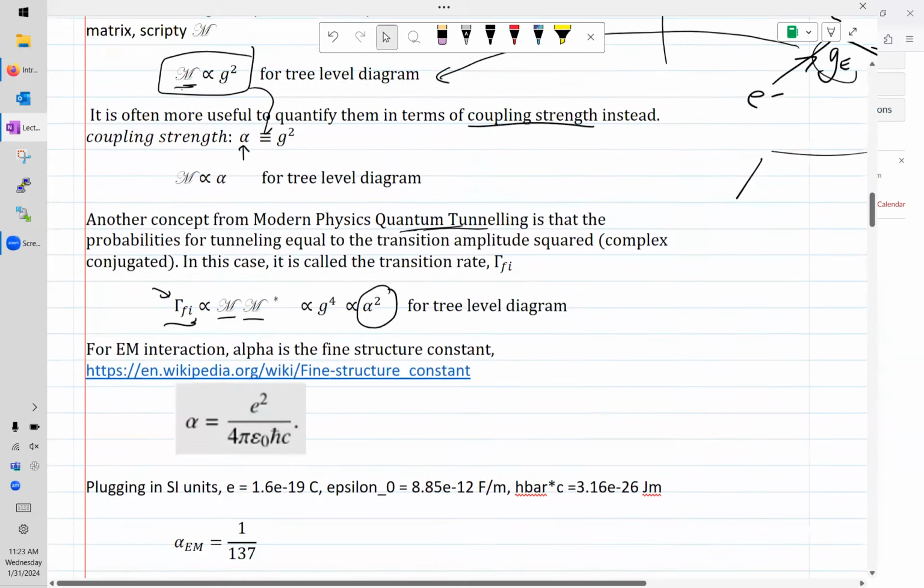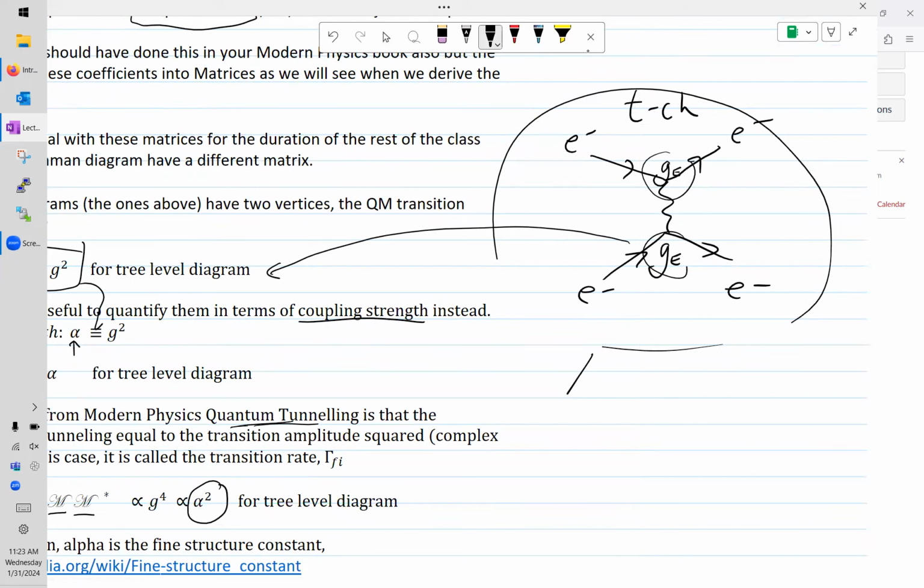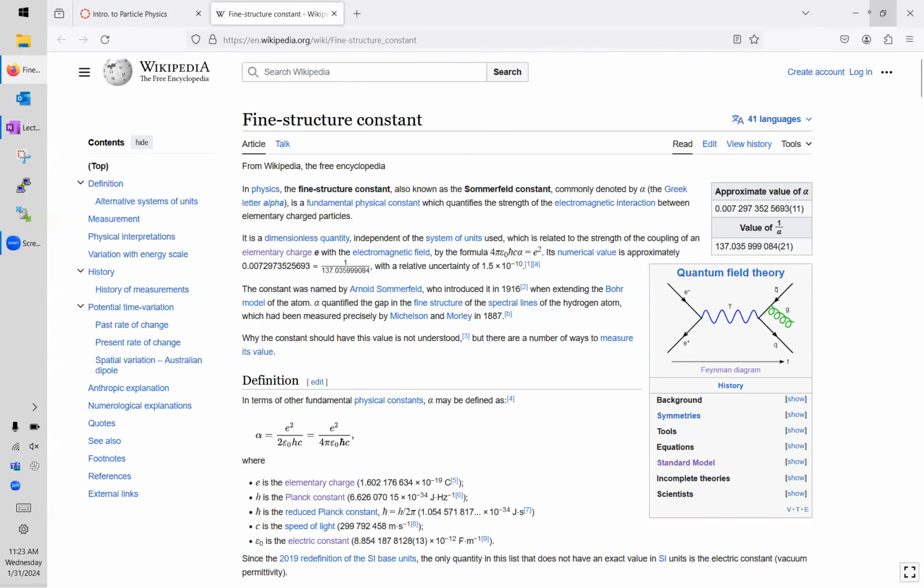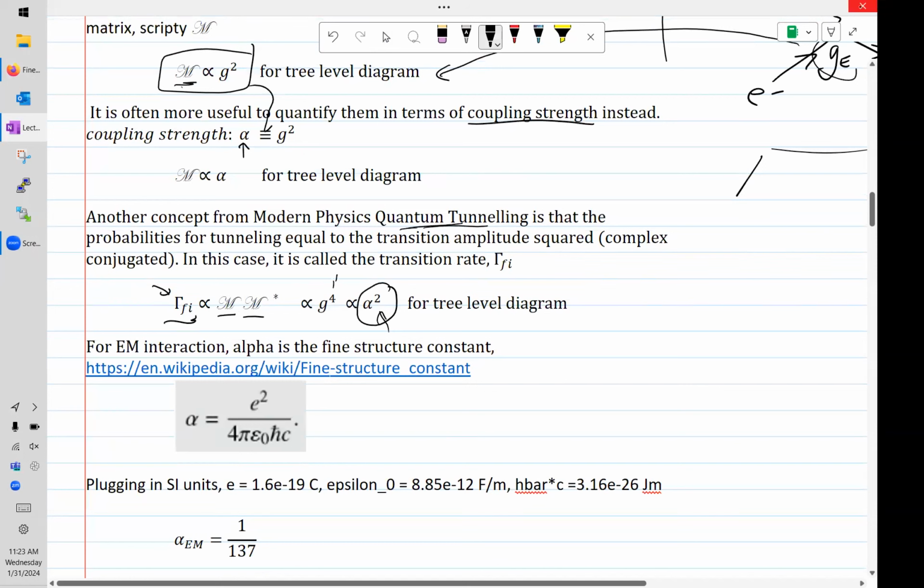For the entire process, you have to calculate the entire diagram. This diagram has two vertices. That's why it's proportional to G squared, which is defined to be alpha, and then alpha has to be squared also because of the matrix element squared. So it should be alpha to the power of 4. Alpha squared, oops. I think it's just alpha squared, or G to the fourth. Oh, G to the 4th. Yeah, I meant that. Okay.